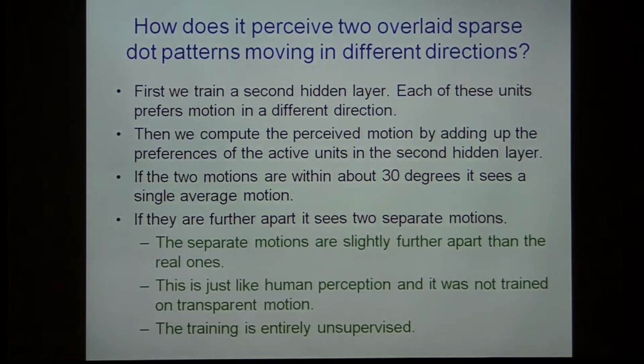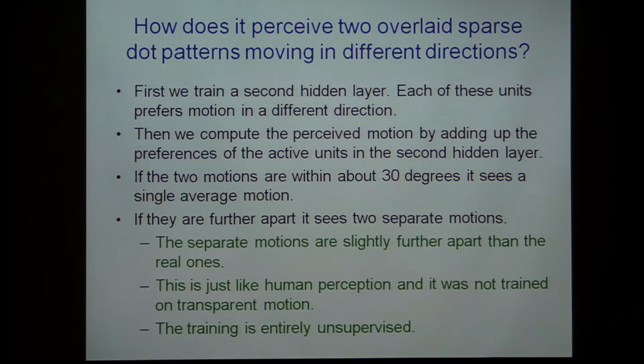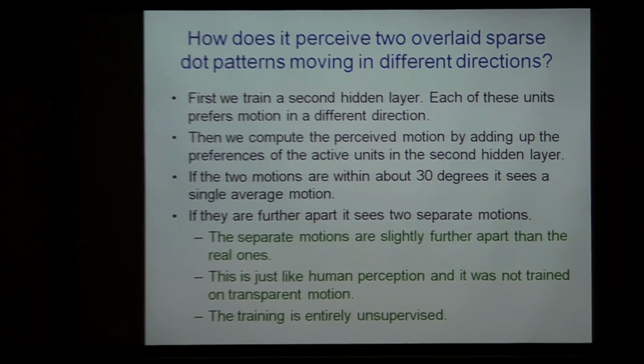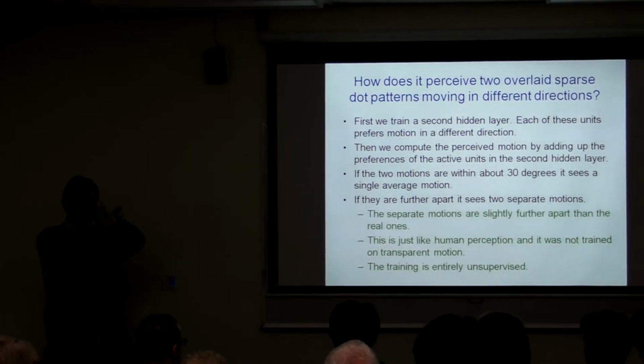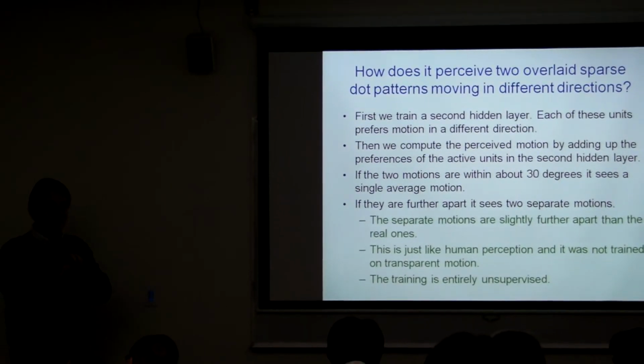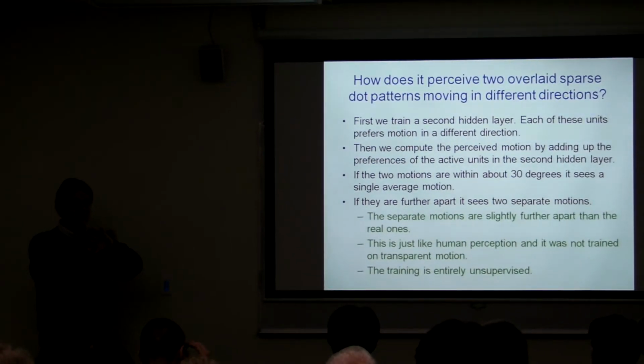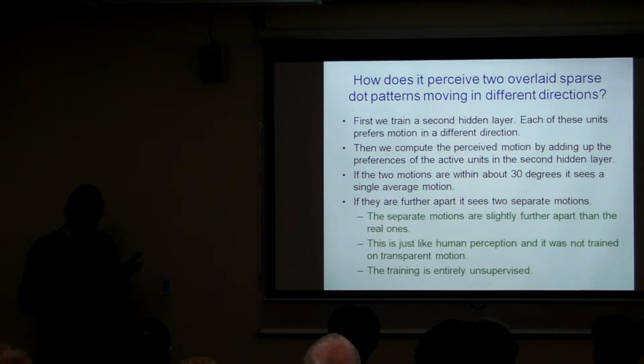And one more thing about it. If you train it up on patterns that are 10% dense, and then for the first time in its life you show it two patterns that are 5% dense, one going one way and one going another way, so it's never seen transparent motion before, and you want to know what it sees. Well, this whole thing was trained unsupervised, right? There were no labels anywhere. So how do you figure out what it sees?